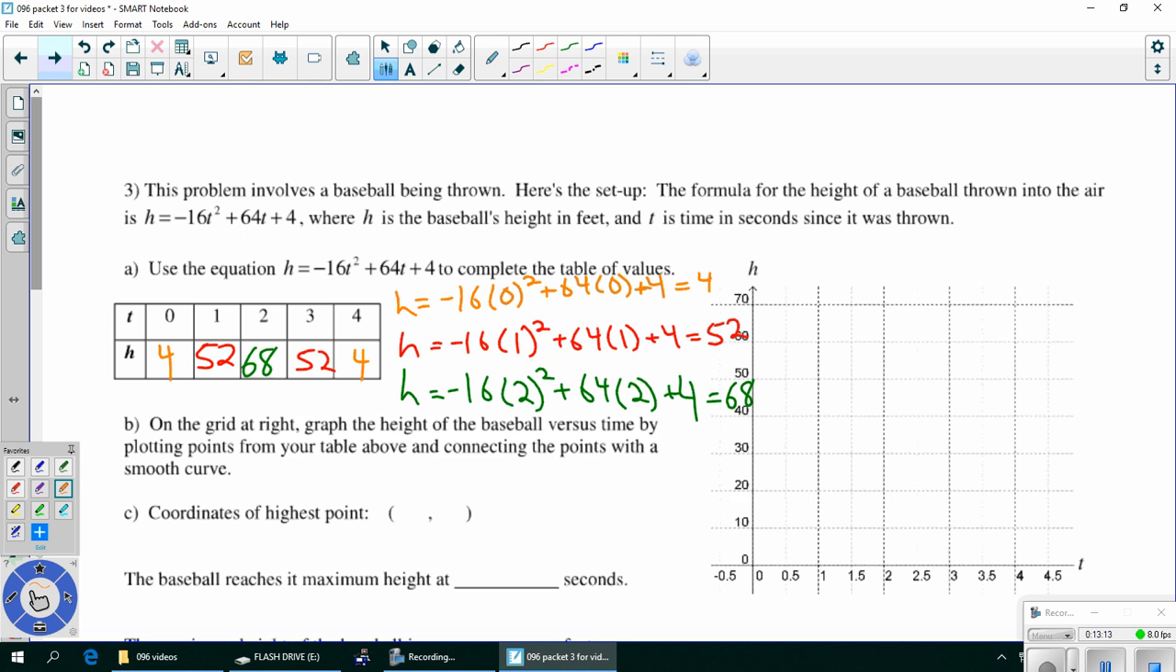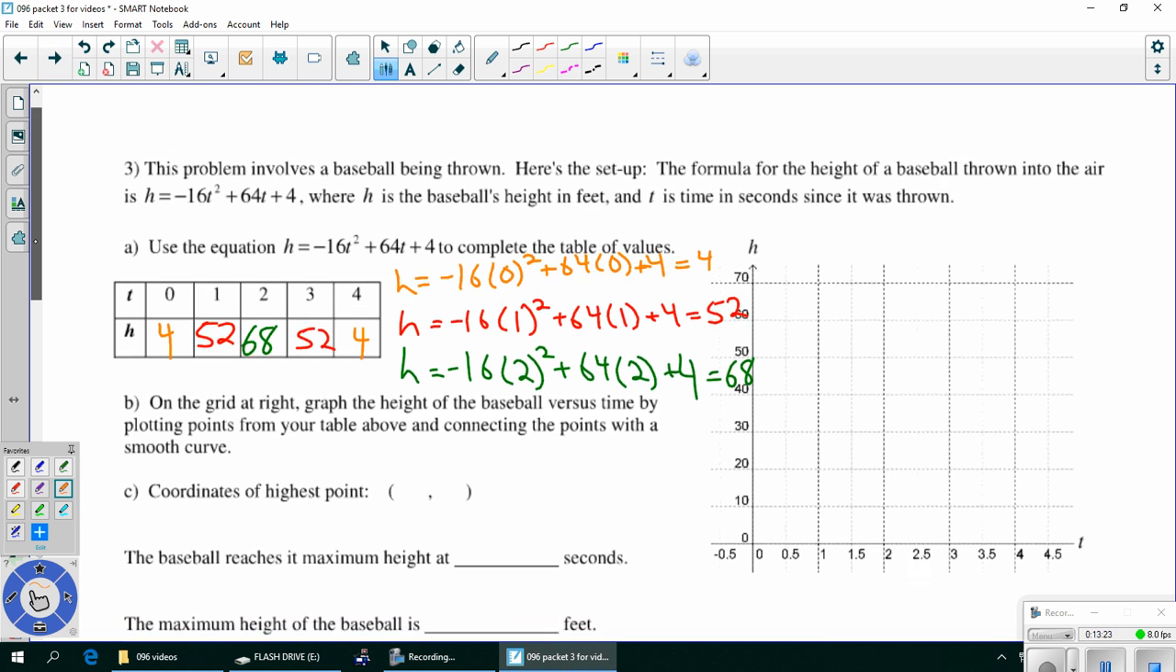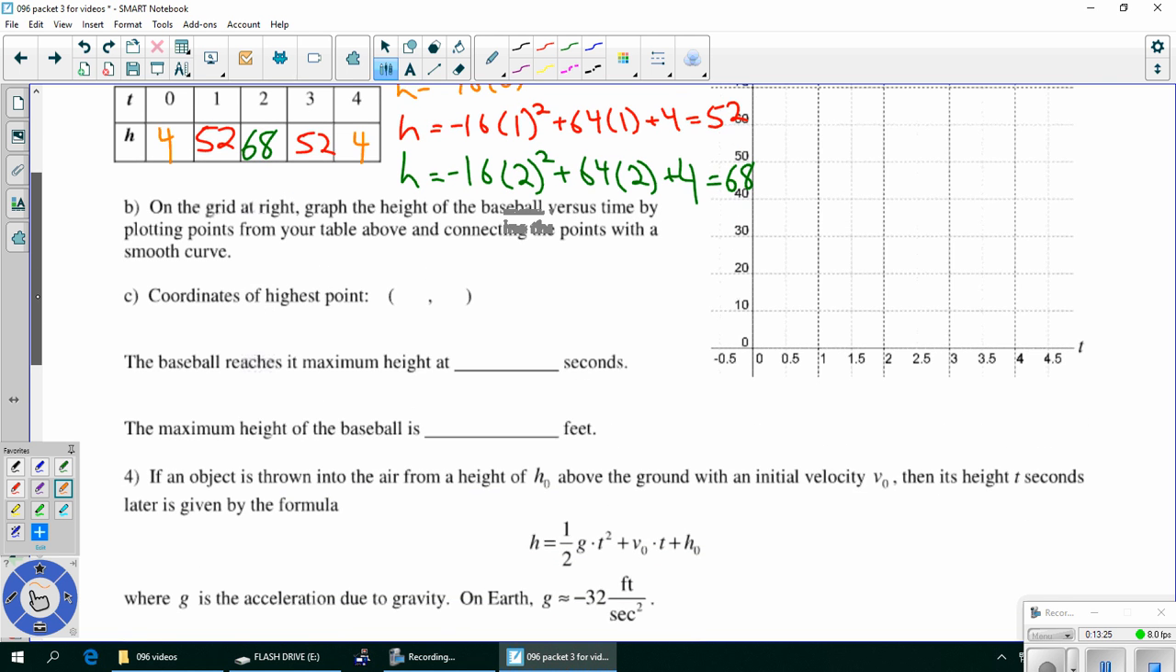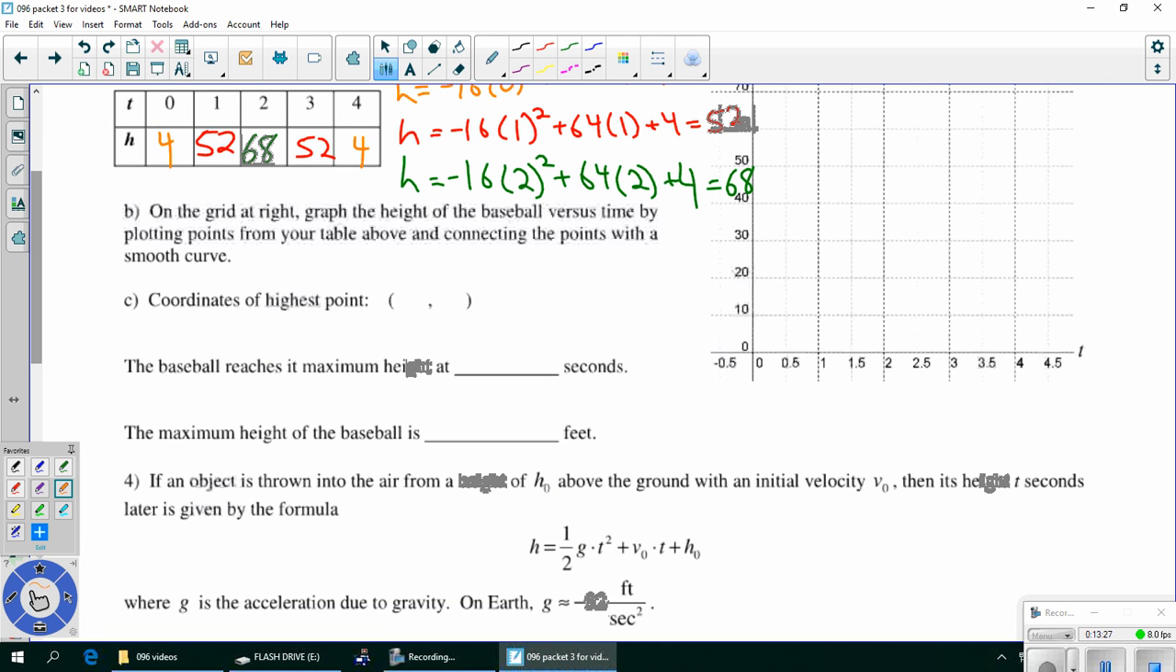And coincidentally, hopefully you discovered that the other two blanks are 52 feet and 4 feet, copies of the 0 and 1 heights. On the grid at right, graph the height of the baseball versus time by plotting points from your table above and connecting the points with a smooth curve. Let's give it a shot.